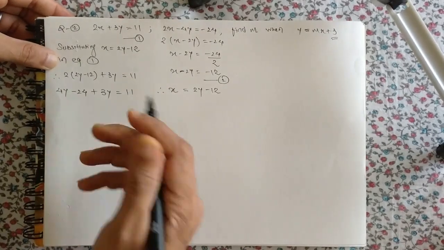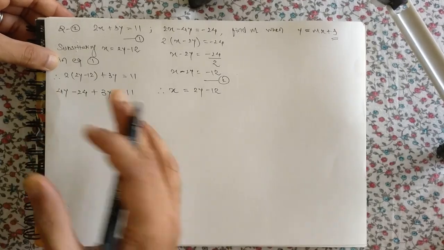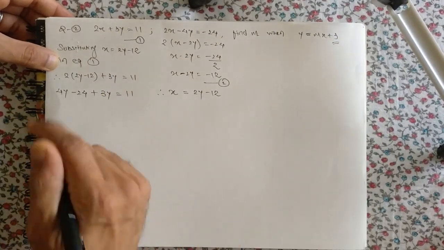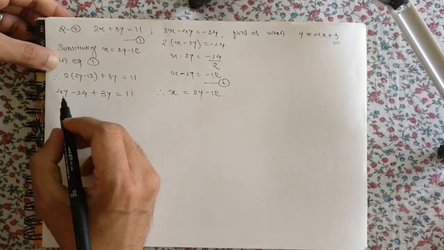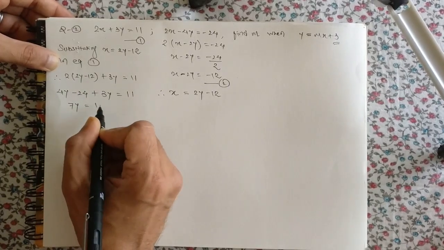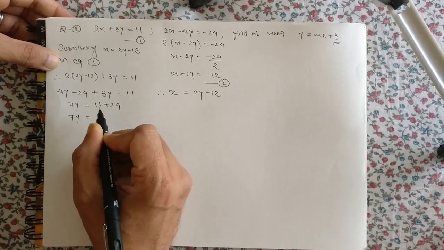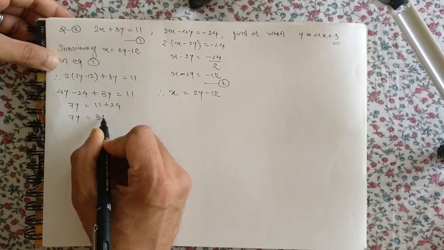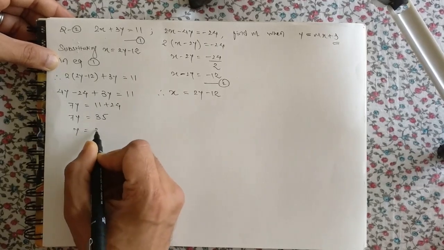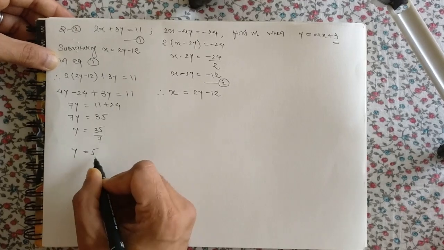Now I just solve this with the help of linear equation in one variable. There is just one variable over here, right? Is everything correct? Yes, absolutely. 4y plus 3y is 7y is equal to 11 plus 24. So 7y is equal to 35. So y is equal to 35 by 7. So y is equal to 5.